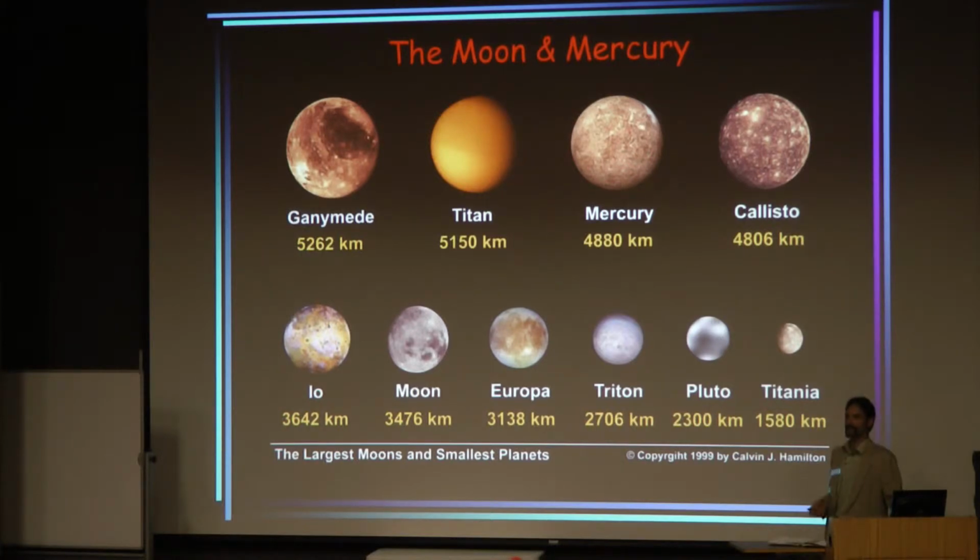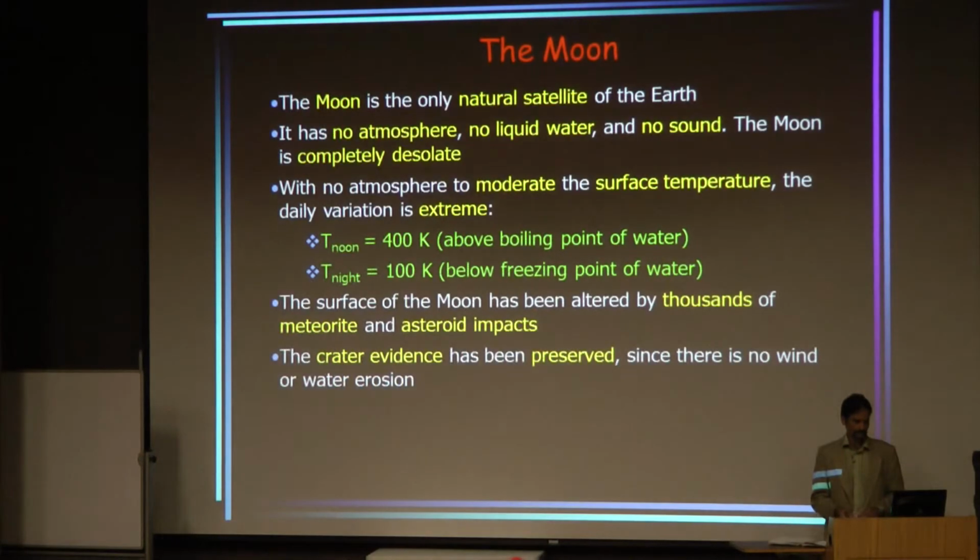Now that Pluto has been demoted, not considered a planet anymore, it makes Mercury the smallest planet, and it's actually smaller than a couple of the moons: Ganymede, here, a moon of Jupiter, and Titan, the moon of Saturn. And this is actually a very interesting object because, as you can see, it's shrouded in cloud. It's the only satellite that actually has a dense atmosphere like that.